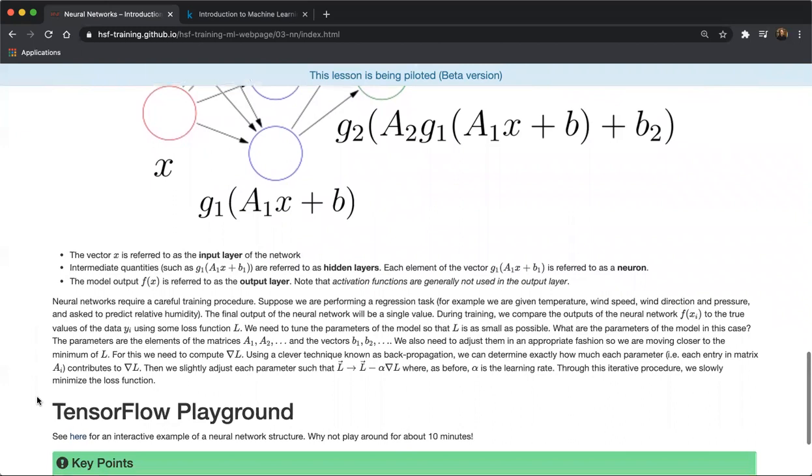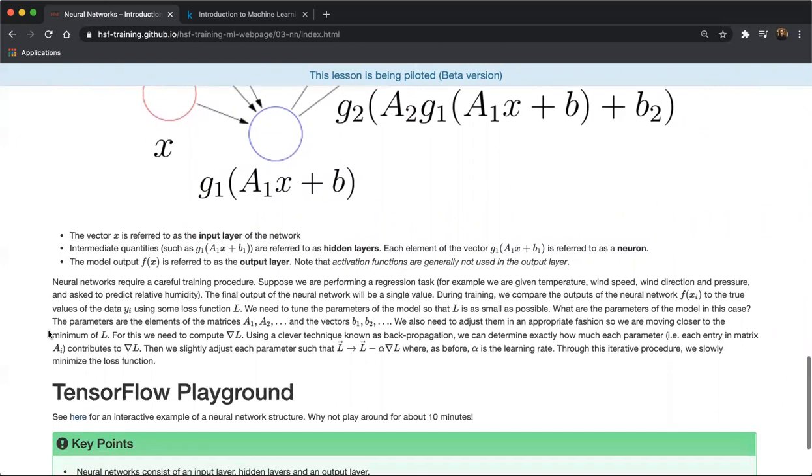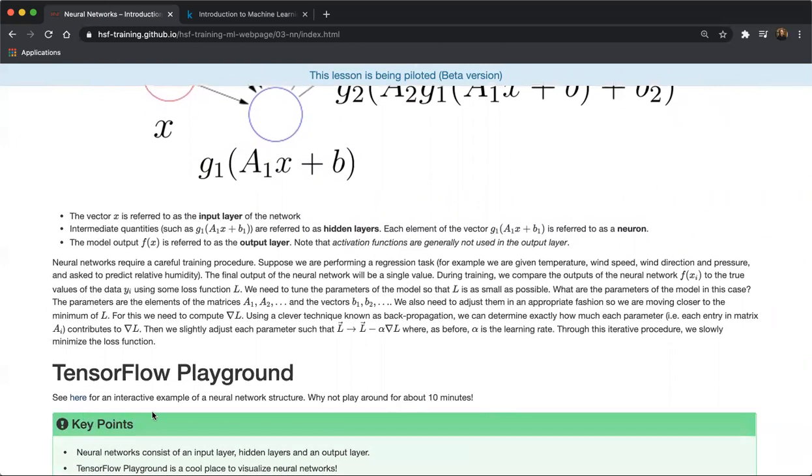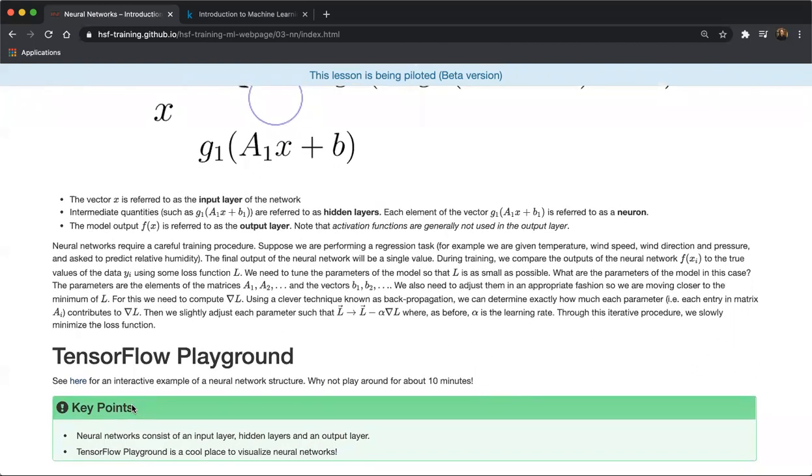Now, this is your chance to pause the video and read the text in here, and then have a go at playing with a neural network in TensorFlow Playground. You can click on this link here. Why not play around for about 10 minutes to get a good understanding?